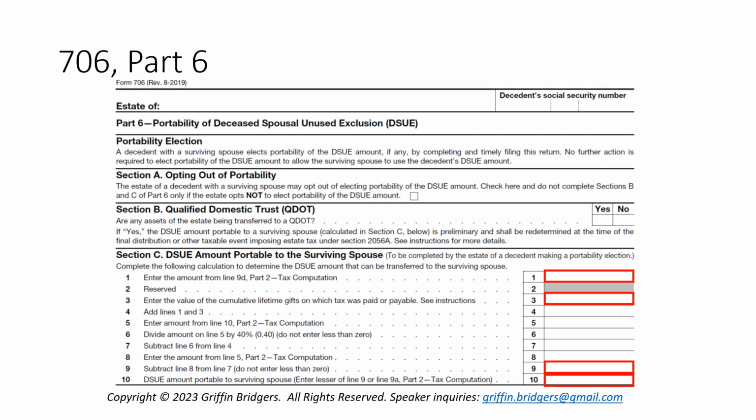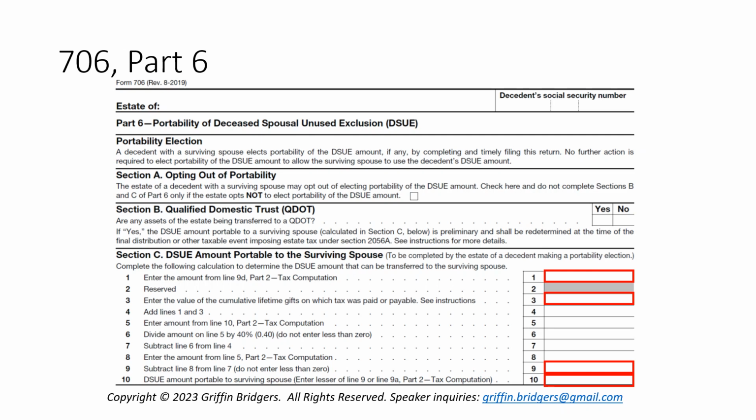what the 706 has you do is go through and recalculate the gift tax that would be paid as if those gifts were part of the gross estate and transferred at death. So, depending on an overpayment or underpayment, you could get a credit against those gift taxes, which could increase overall the DSUE available. So that's the only reason I've highlighted line 3, but really what we're going to be concerned about are lines 1, 9, and 10.